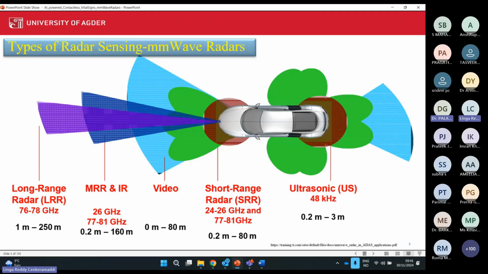But it also has a very reliable application for the medical industry where we want to do measurements by non-contact, means by measuring the heart rate and breathing rate.